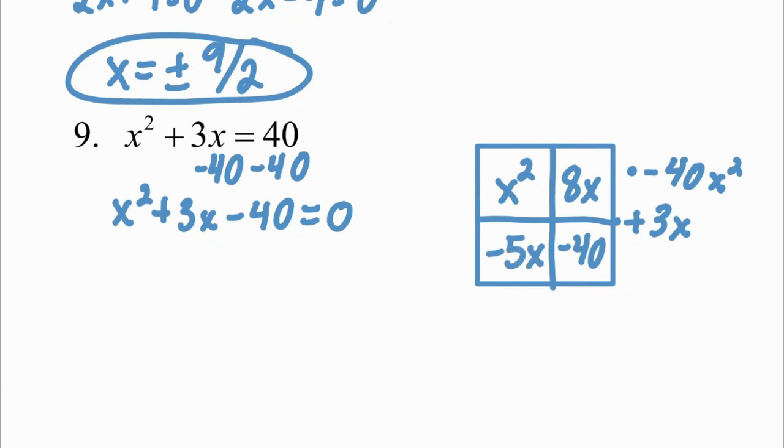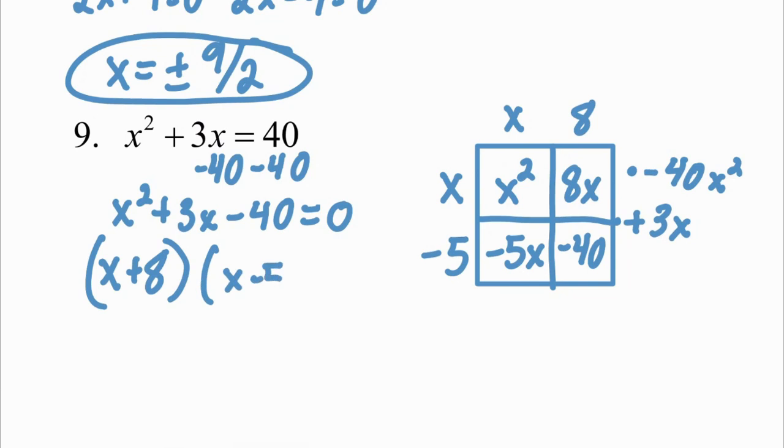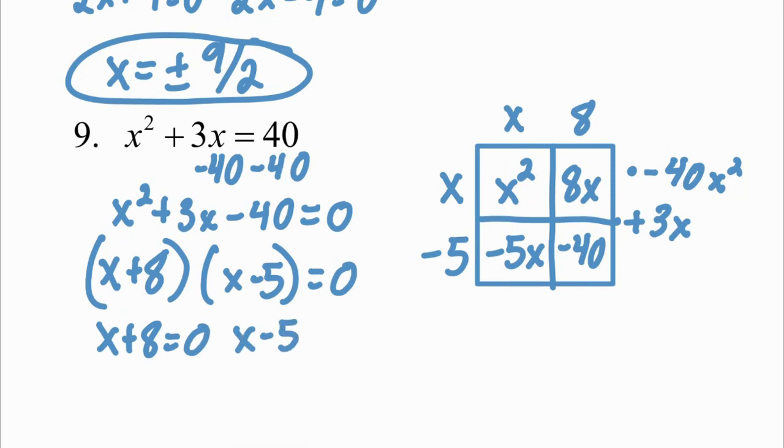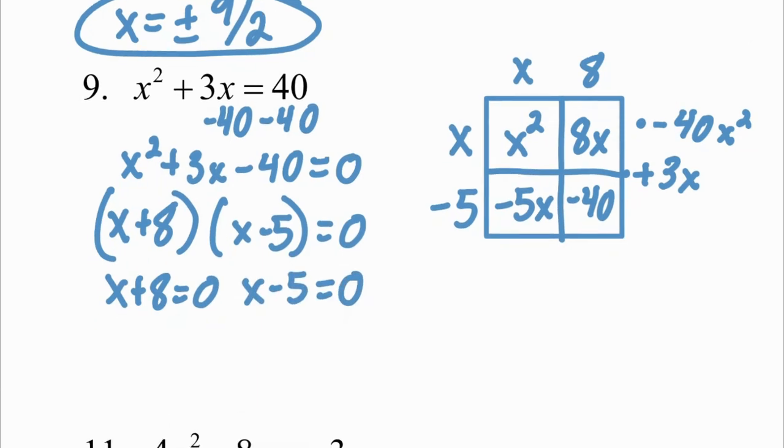So out of the first column, I can take out an x. Out of the second column, I can take out an 8. First row is x. Second row is negative 5. We set each of these equal to 0, and we solve. So we're going to get that x is equal to negative 8, and x is equal to a positive 5.